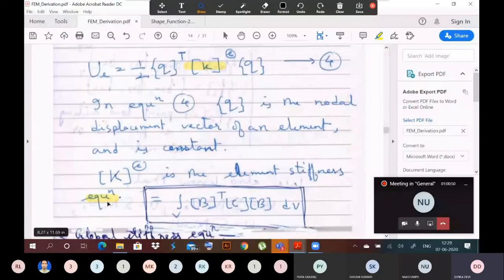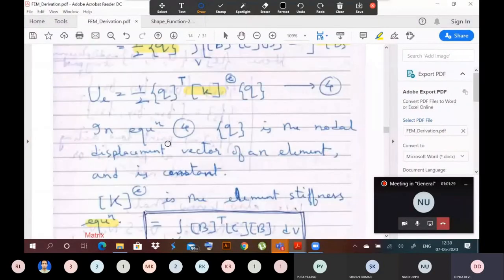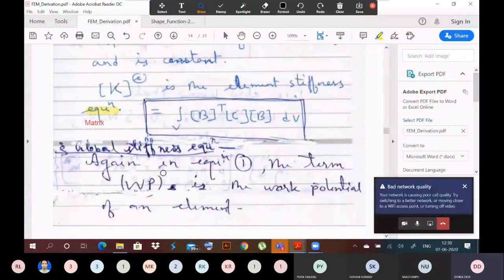Now from the strain energy we got the expression for K. Now from the potential energy expression we can derive the global stiffness equation or element stiffness equation. Same. So let us try to derive this global stiffness equation. Now in equation 1, WP is the work potential of the element, that I have already told you.